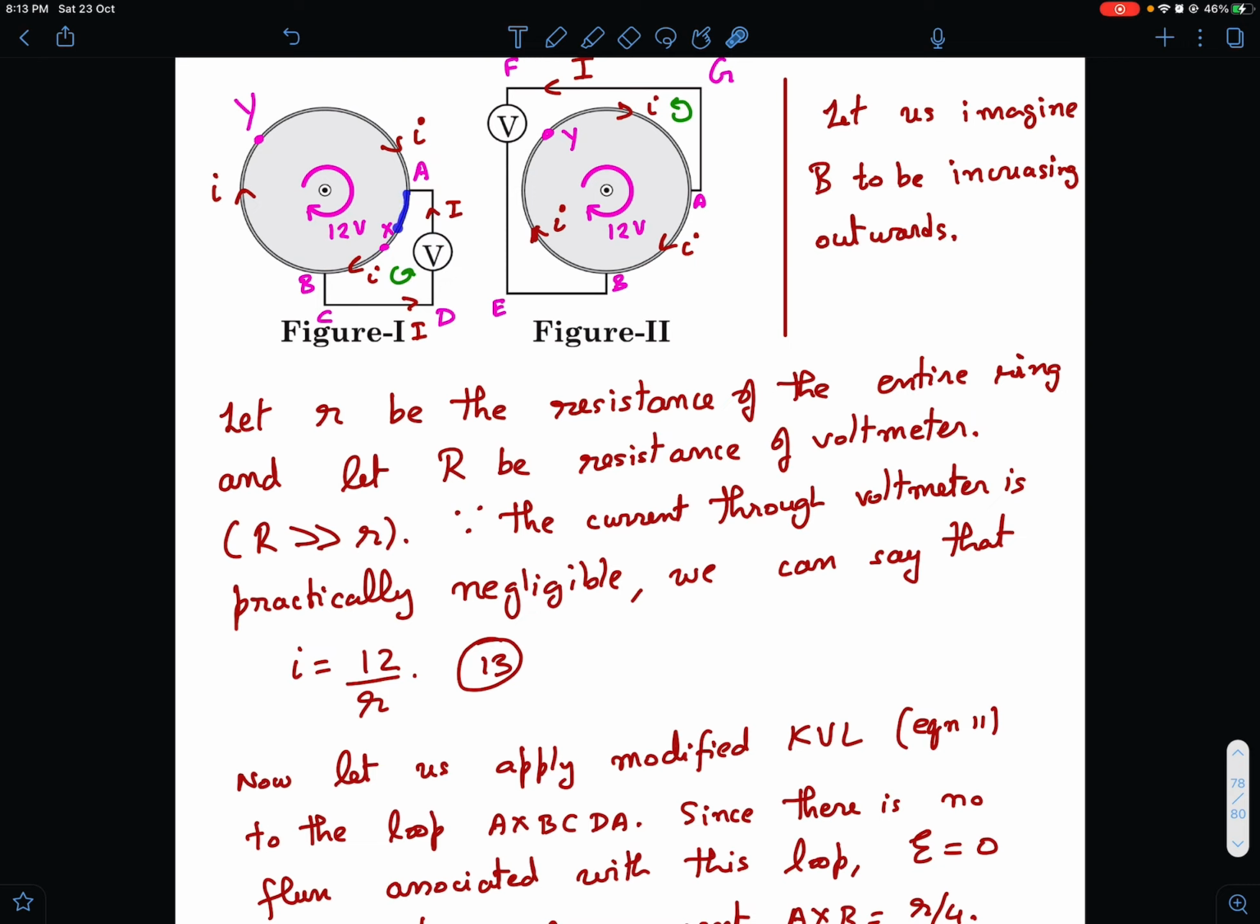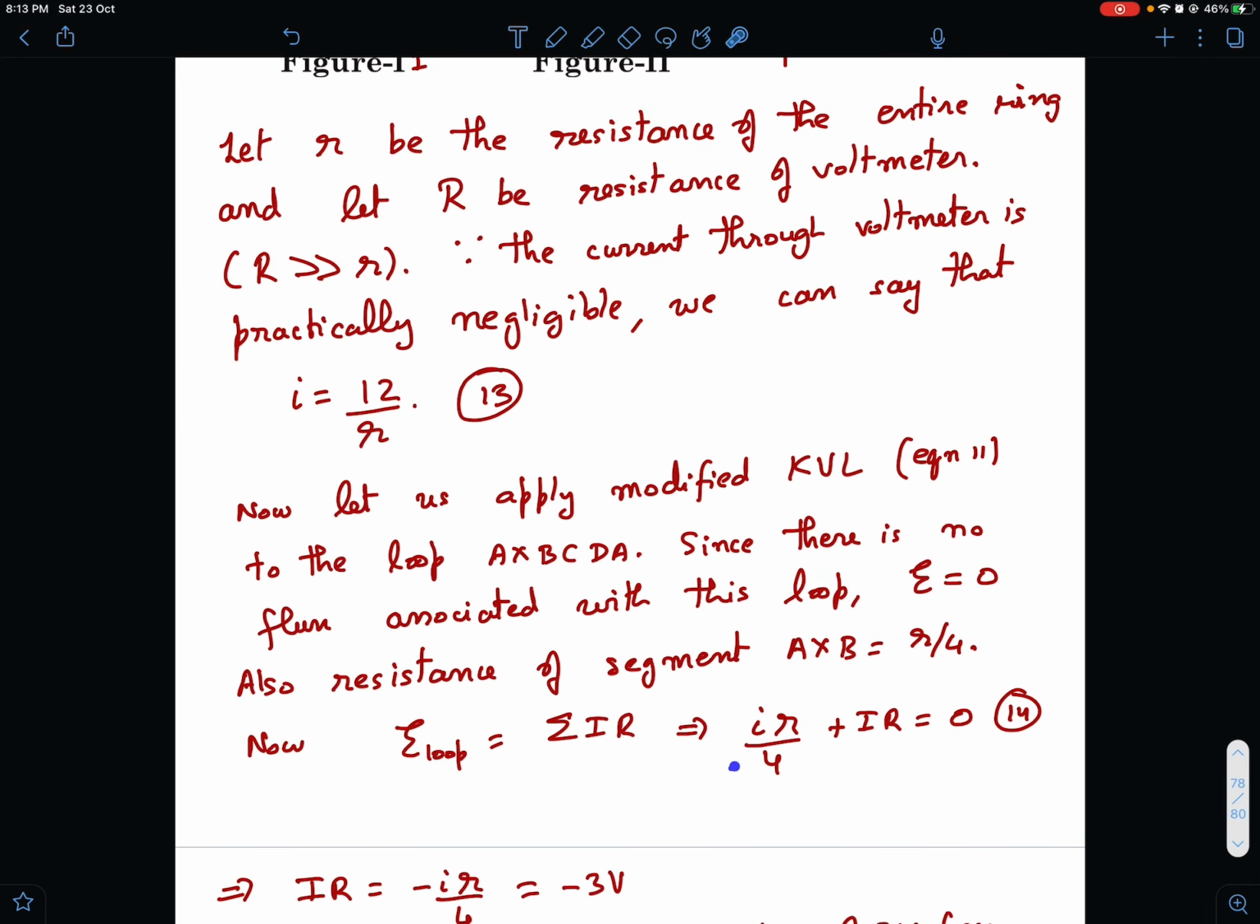Here I am applying the modified Kirchhoff law. So what's the current here? This is I into R by 4. This resistance must be R by 4 because it's only the quarter loop. So I into R by 4 plus IR is equal to capital I into capital R equal to 0. So that's what I have written: small i R by 4 plus capital I into capital R is equal to 0.